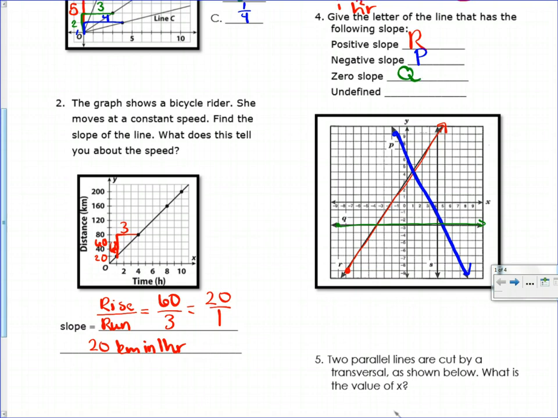And then undefined is our last one. Undefined is a vertical line, straight up and down, all rise, no run. We can't calculate how steep it is, so we say it's undefined. And that's line S.